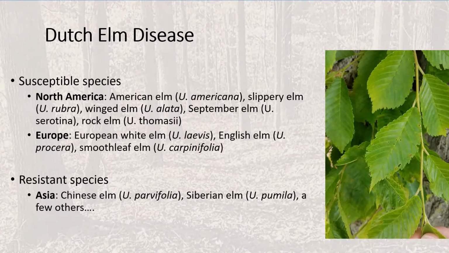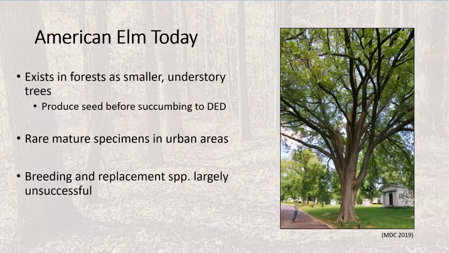European elms are susceptible as well. But if you look again, the Asian species are resistant to this pathogen. And again, it's because of that coevolutionary history. These plants and insects evolved together, and that one wouldn't exist without the other if they hadn't co-evolved in Asia. So what's American elm look like today?